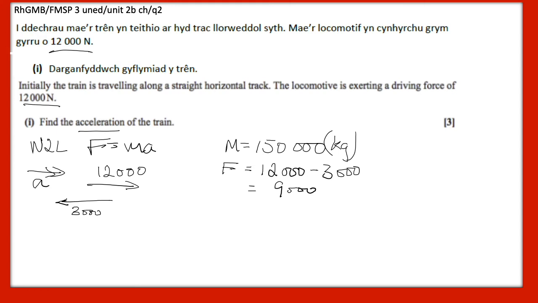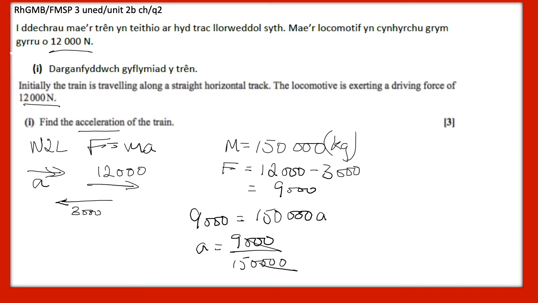Okay, so if I stick that into force equals mass times acceleration, I'm going to get 9,000 equals 150,000 a, and clearly my a is going to be 9,000 divided by 150,000. Make sure I get enough zeros on there. 9 over 150, which is 3 over 50, and if you prefer 0.06 meters per second squared.